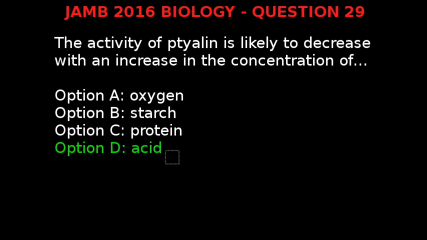Thiolane is an amylase that is present in saliva and catalyzes the hydrolysis of starch. It is inactivated in the stomach by gastric acid. This is because thiolane operates best in an alkaline medium. So the action of the gastric juice in the stomach, which is acidic in nature, inhibits the thiolane. So the activity of thiolane would decrease with an increase in the concentration of acid.